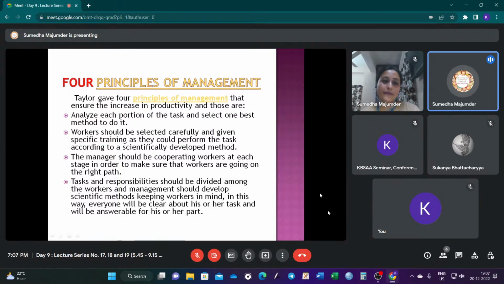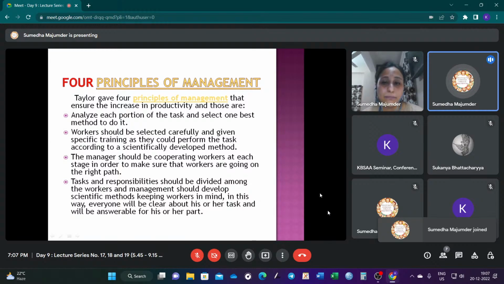Then the second principle of management according to Taylor is that workers should be selected carefully. Why? Because, as I have already mentioned, in management, having the right people at the right place is very, very important. That is why Taylor, in his scientific thought of management, mentioned the proper classification of the work, and that the right people should be chosen to do a particular task in a particular method.